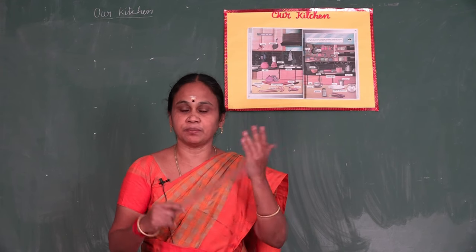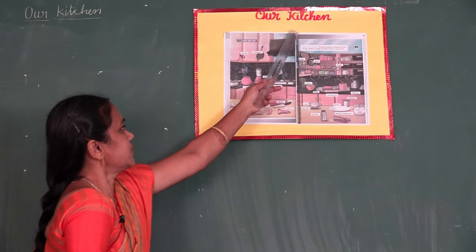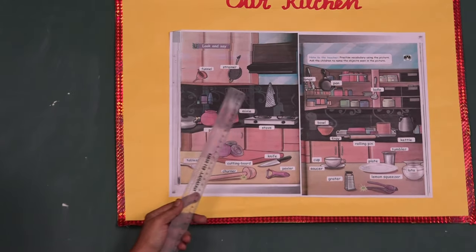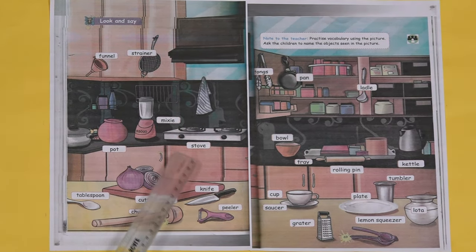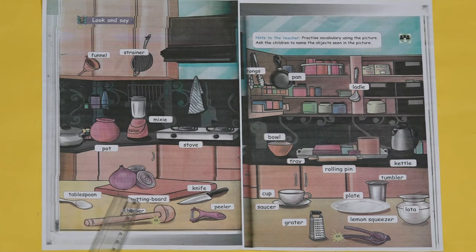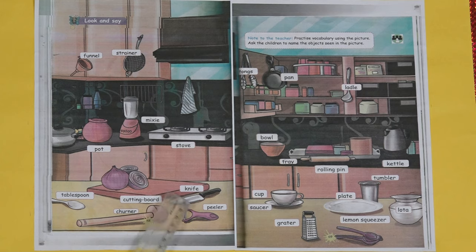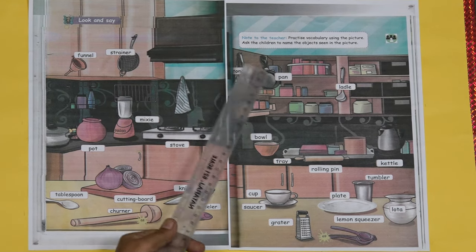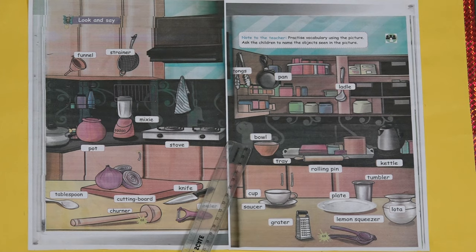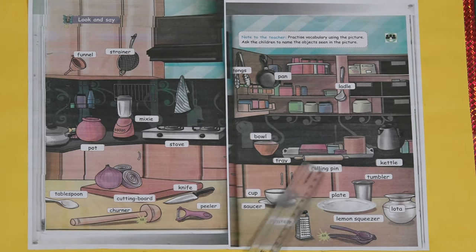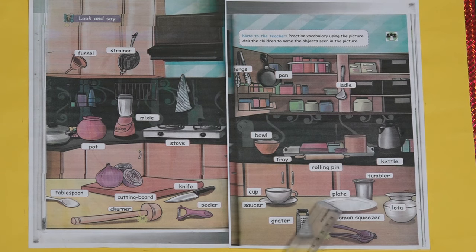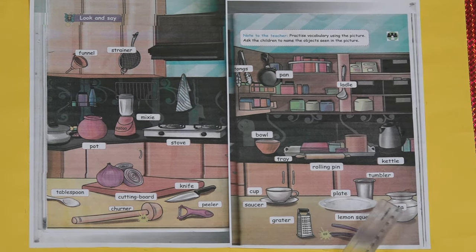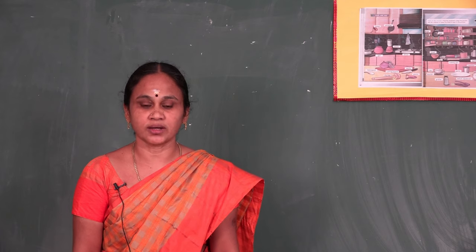To prepare the food, we need many kitchen utensils. Let us see them. Our kitchen is equipped with many kitchen utensils like funnel, strainer, pot, mixie, stove, tablespoon, cutting board, churner, knife, peeler, tongs, pan, ladle, bowl, tray, rolling pin, kettle, cup and saucer, grater, tumbler, plate, lemon squeezer, lota. Let's see them one by one.